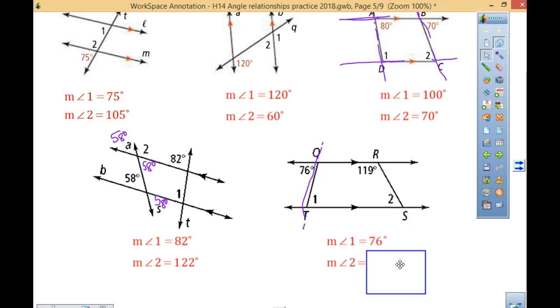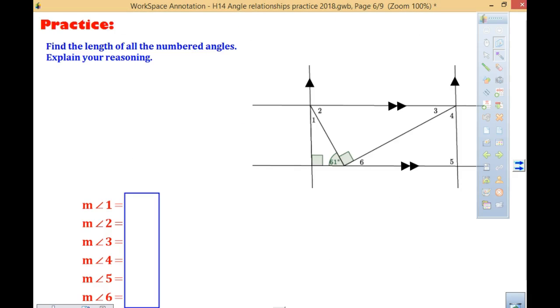When I look at angle 2 with 119, what do I know about these two angles? They are on the same side. If we think of this transversal, they have to total 180. It has to be 61. Okay? How do we know it's 61? The main reason is that we are taking 180 and subtracting 119 because these two will be supplementary, same side interior.